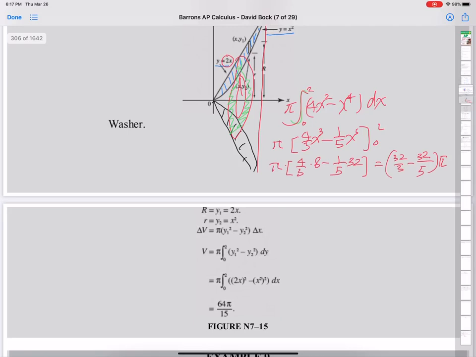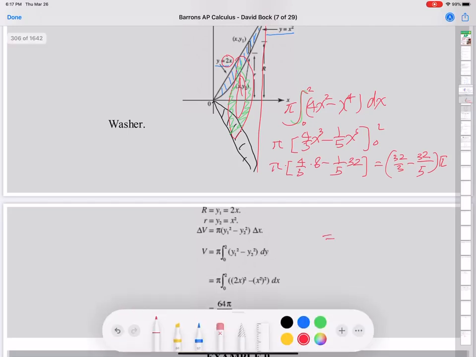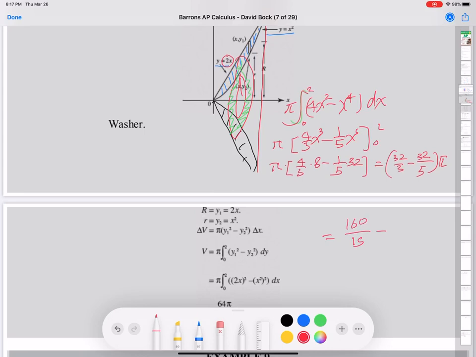So it is 160 over 15 minus 96 over 15, times pi, which is 64 pi over 15. This is the volume.